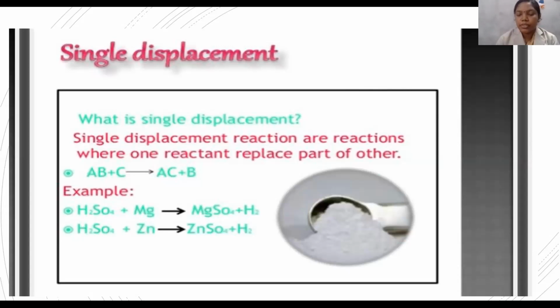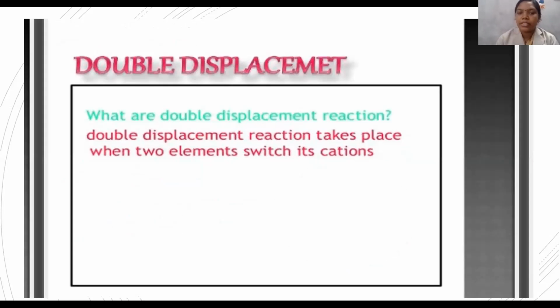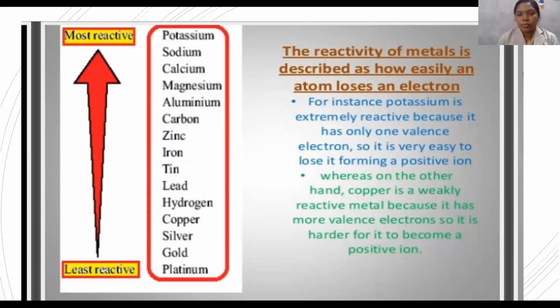Next we are going to discuss double displacement reactions. A double displacement reaction takes place when two compounds switch their cations. Then we discuss the reactivity theory. The reactivity of metals is described as how easily an atom loses an electron. The reactivity series is the arrangement of metals in decreasing order of their reactivity.